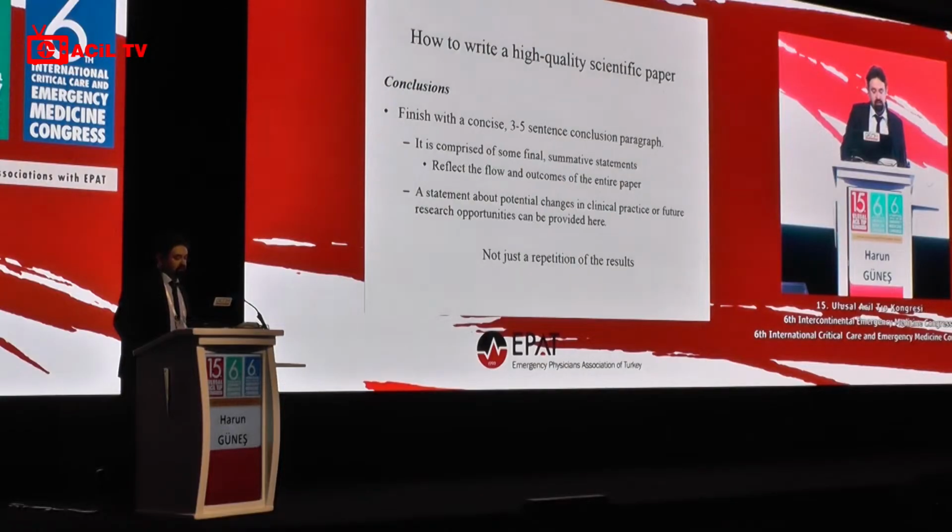And finally, conclusion sections. We should finish with a concise 3 to 5 sentence conclusion paragraph. It is comprised of some final summative statements which reflect the flow and outcomes of the entire paper. A statement about potential changes in clinical practice or future research opportunities can be provided here. Of course, we know that it is not just a repetition of the results, but it is actually the final words.